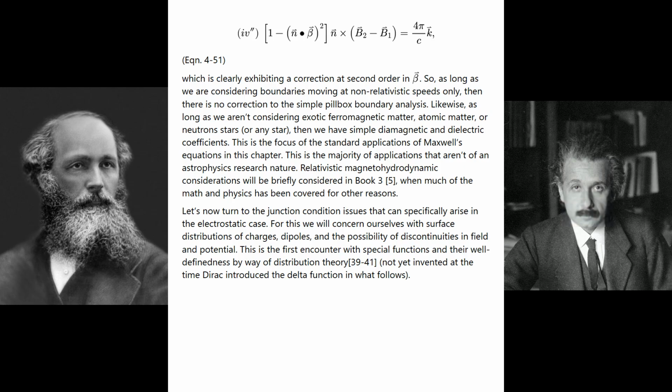Relativistic magnetohydrodynamic considerations will be briefly considered in Book 3, when much of the math and physics has been covered for other reasons. Let's now turn to the junction condition issues that can specifically arise in the electrostatic case. For this we will concern ourselves with surface distributions of charges, dipoles, and the possibility of discontinuities in field and potential. This is the first encounter with special functions and their well-definedness by way of distribution theory, not yet invented at the time Dirac introduced the delta function in what follows.